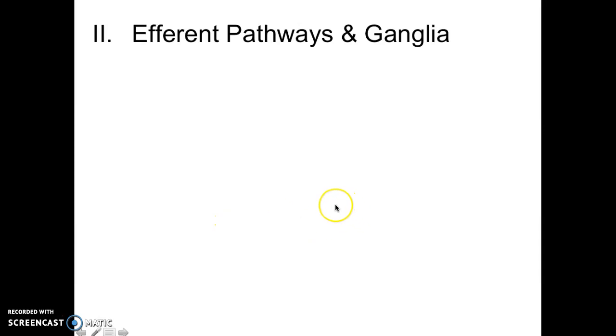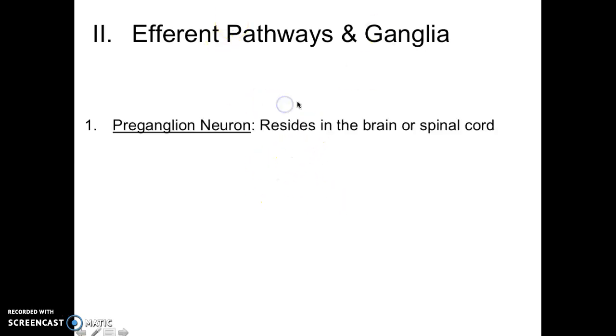So we're going to be talking about the efferent pathway. Remember, your efferent pathway is coming from the central nervous system to your effector organ. So we're not talking about sensory nerves at all. We're just talking about from the brain or spinal cord to the effector organ. You'll have a preganglion neuron. Basically, your ganglion is where they meet. Your preganglion neuron is your first neuron. This is one that resides in the brain or spinal cord, so it's starting off in the central nervous system.